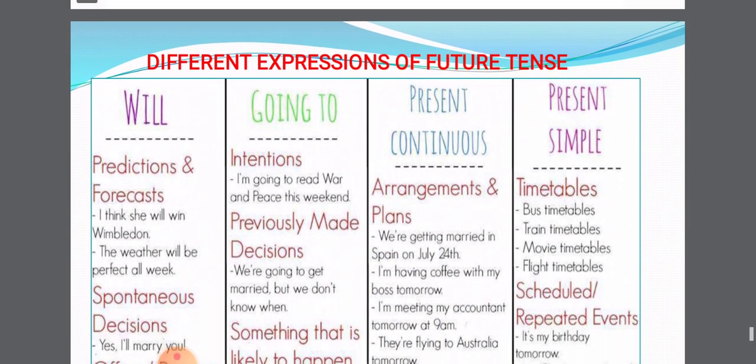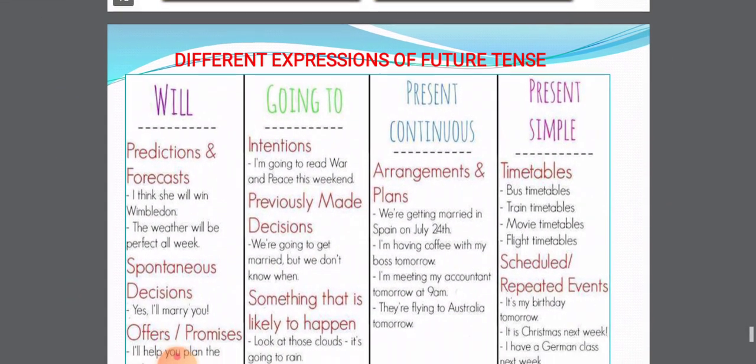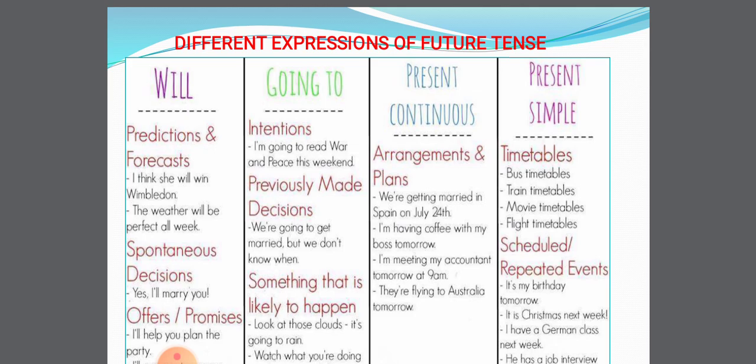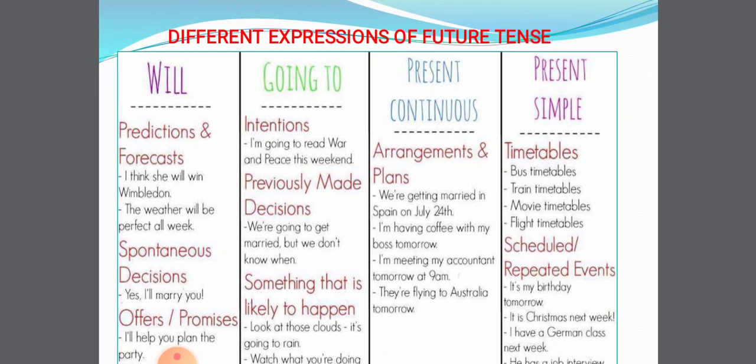This is very important, that future tense is expressed in different ways. It is not necessary that shall and will express only future. Future is expressed in different ways. For example, shall, will, then going to. Sometimes present continuous tense is also used for that, and sometimes simple present.